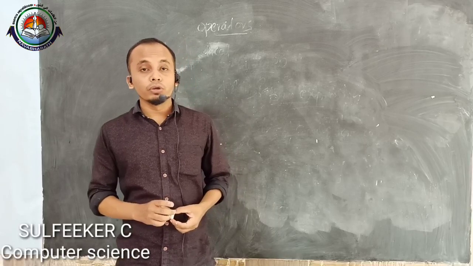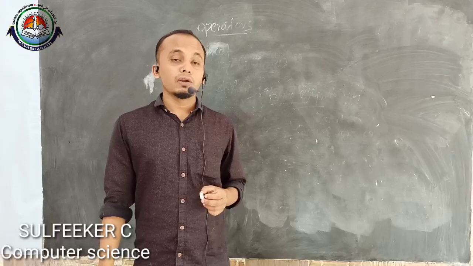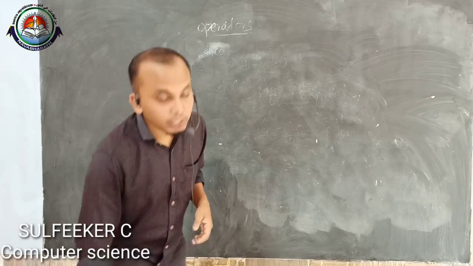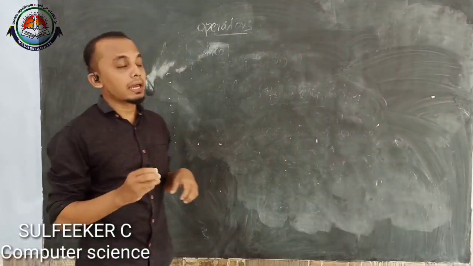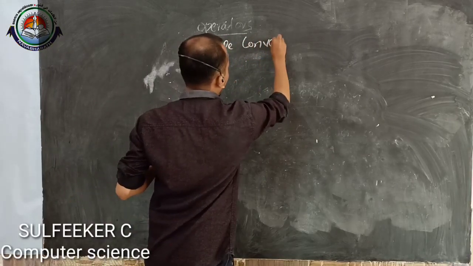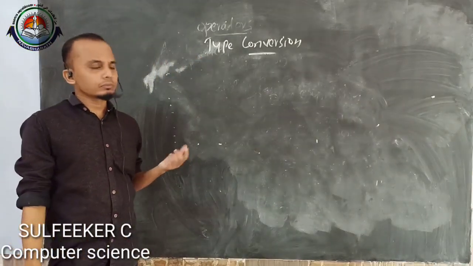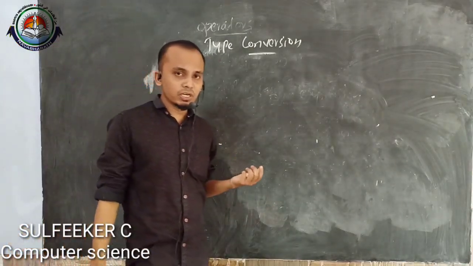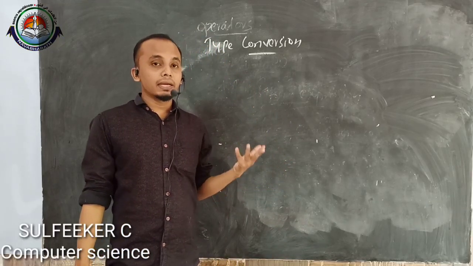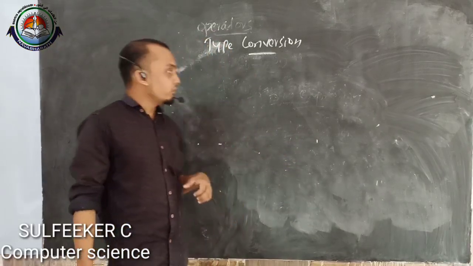Today we are going to discuss type conversion and control statements. First, we can discuss type conversion. What is type conversion? Type conversion is the conversion of data type from one form to another. A data type can convert from one form to another. That is called type conversion.